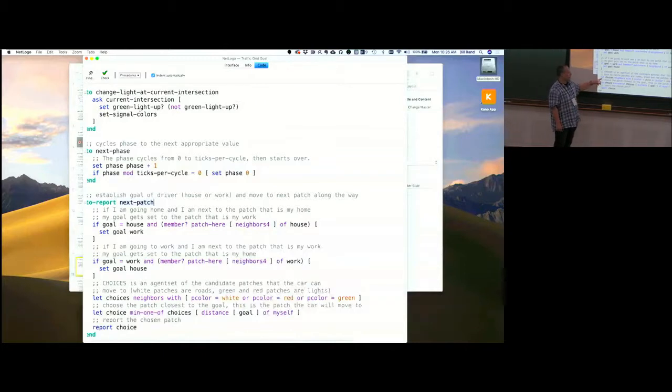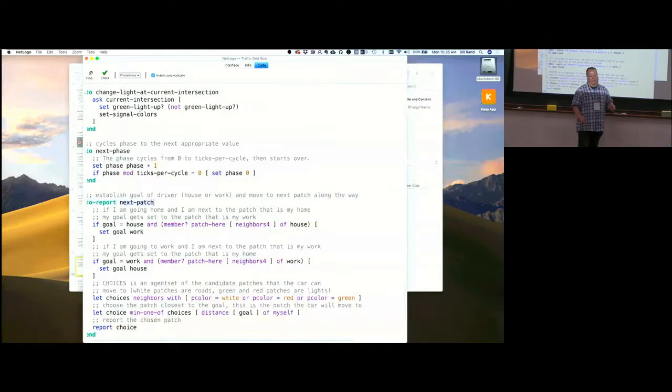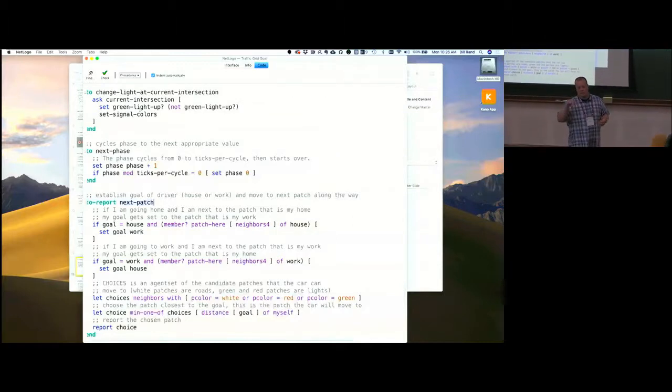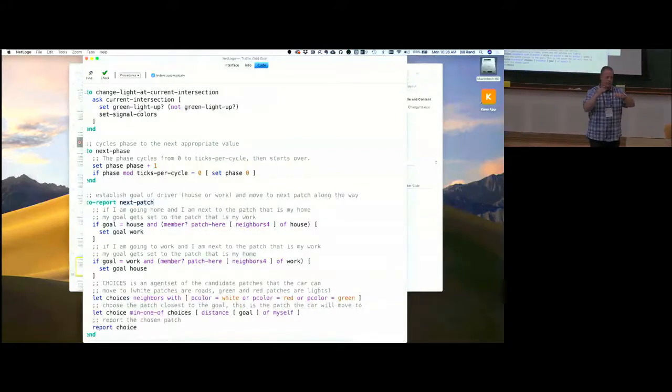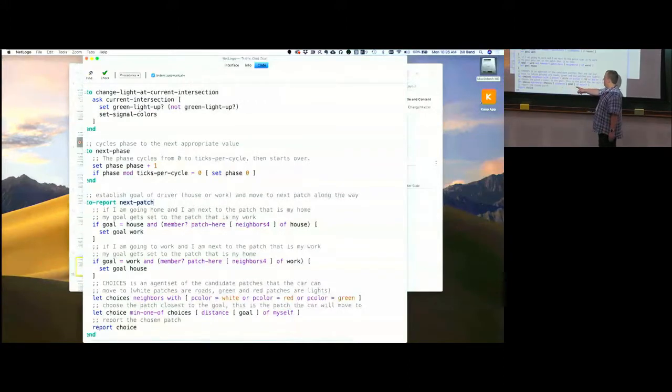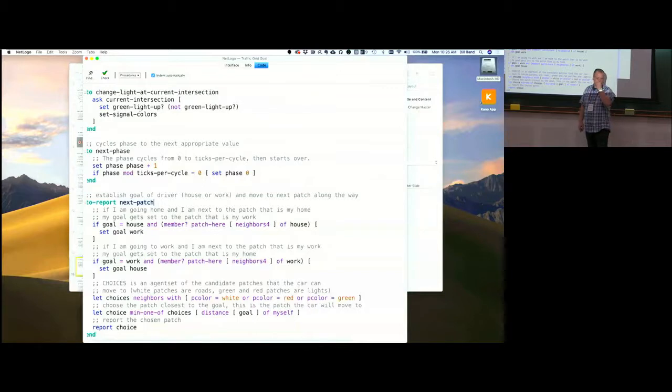If not, I'm going to let my choices of which patch to face next be neighbors with P color equals white, red, or green. Red or green are the traffic lights. Even though they're represented as patches, we're assuming they're driving under the traffic lights and not through them. But that's the basic idea. And then we're going to choose, of those choices, the one that has the minimum distance to my goal. Does that make sense?